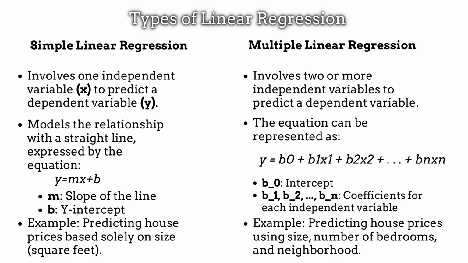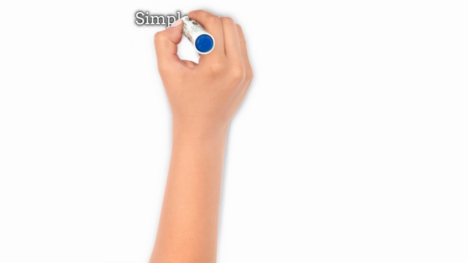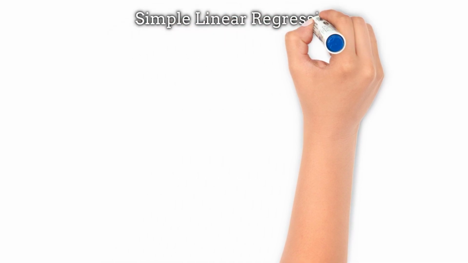Understanding these types of linear regression is essential, as they provide the foundational knowledge necessary for building more complex machine learning models. Now, let's take a deep dive into simple linear regression. Simple linear regression is one of the most fundamental algorithms in machine learning, designed to model the relationship between a single independent variable and a dependent variable.